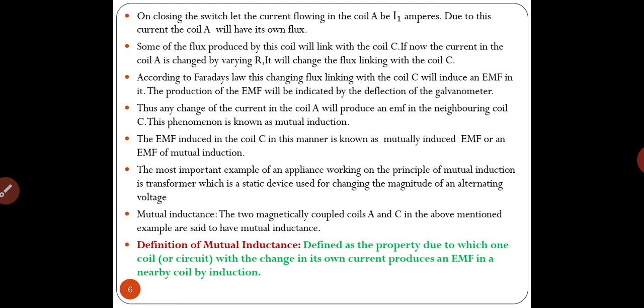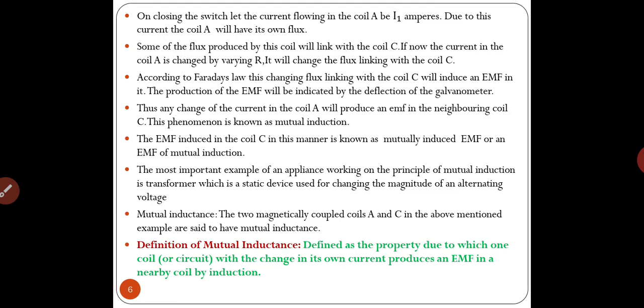The important example of an appliance working on the principle of mutual induction is the transformer. The best example of mutual induction is the transformer, wherein we have a primary winding and a secondary winding wound on an iron core, because we have to increase the permeability of the linking flux. We have to increase the permeability of the medium. If the permeability of the medium is more, then more and more flux will link from primary to secondary in a transformer, and hence the efficiency of the transformer will increase. The transformer is a static device used for changing the magnitude of alternating voltage.